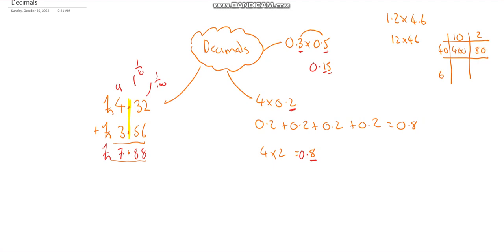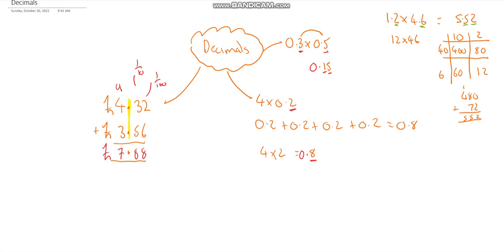We've got 400. 2 times 40 is 80. 6 times 10 is 60. And 2 times 6 is 12. Then just add it all up. The top line is 480, the bottom line is 72. Add those together and it gives me 552. So if I ignore decimals, I get 552. How many numbers are after the decimal in the question? There are two of them, so I'm going to have two numbers after the decimal in my answer.